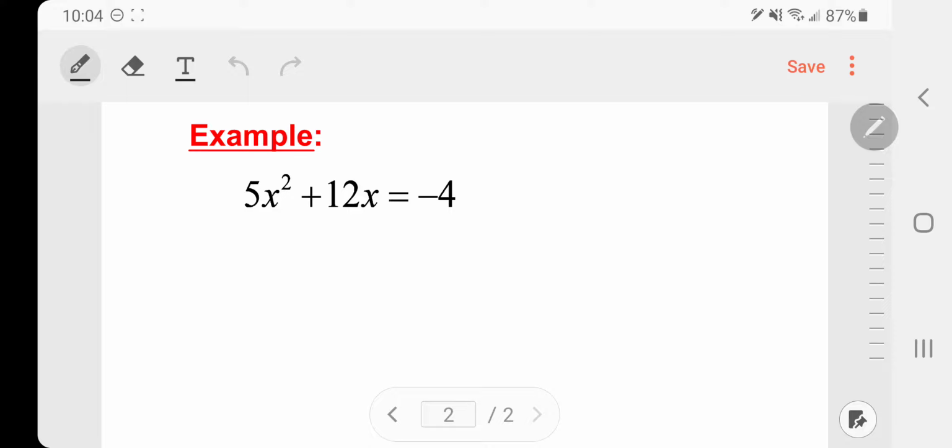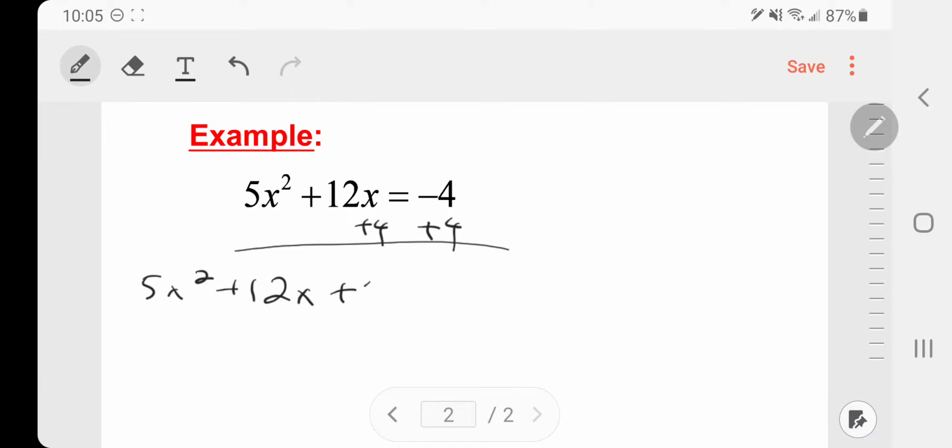All right, so the first thing we notice when we're looking at this is that it's not in standard form. Also, it's not set equal to 0, so let's go ahead and start by doing that. I'm going to do that by adding 4 on both sides. When I rewrite this with the 4, I'm going to make sure that the order is in standard form, and that it's set equal to 0. So now it's 5x squared plus 12x plus 4 equals 0.